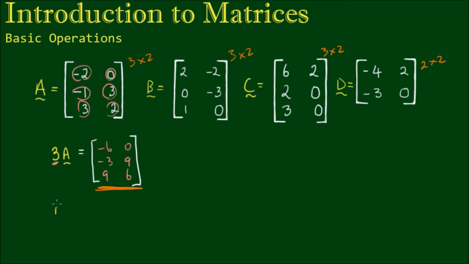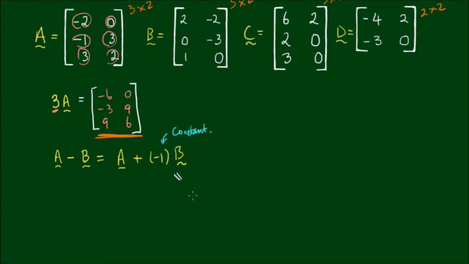Now for matrix subtraction, let's say that we want to do the operation matrix A minus matrix B. We can consider this as matrix A plus negative 1 times matrix B. So again, note that negative 1 here is a constant. Okay, so negative 1 times the matrix B equals, so again we multiply the negative 1 into all of the elements of matrix B. So negative 1 times 2 is negative 2.